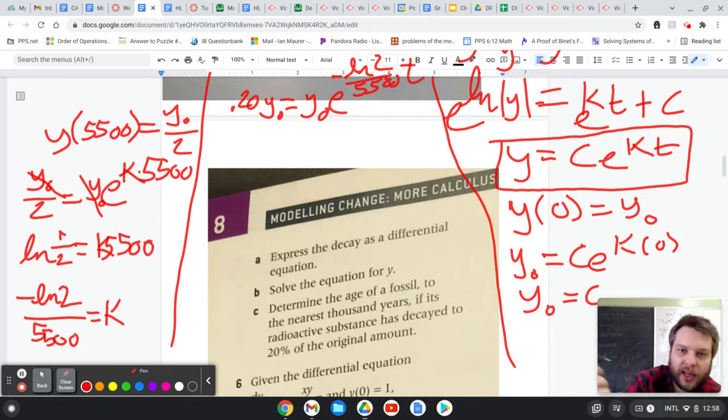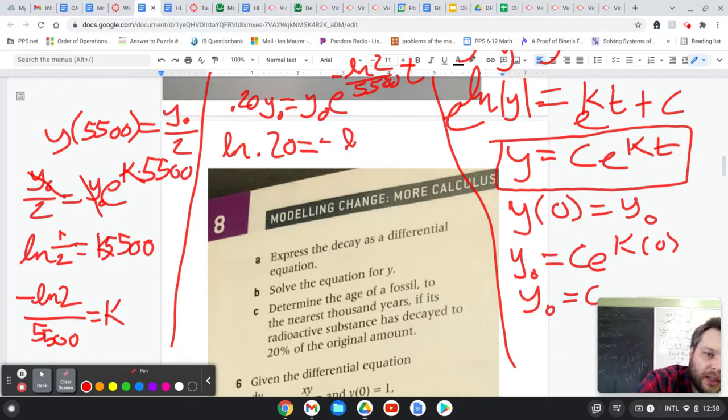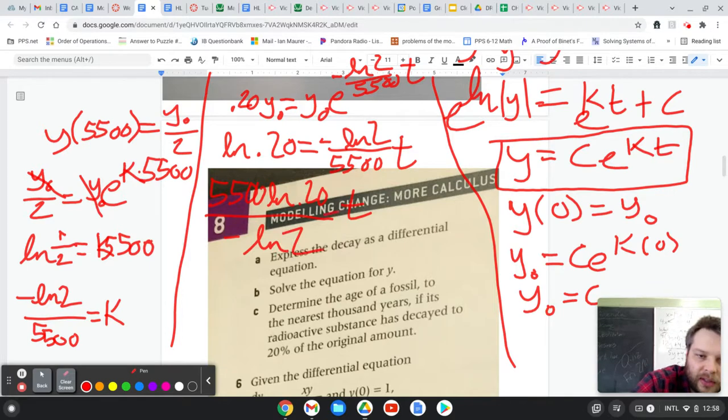Now we're going to solve for time. Divide by y0 and take the natural log. So the natural log of 0.20 equals negative natural log of 2 over 5,500 t. And so multiply by 5,500, divide by negative natural log of 2, and that's your t value.